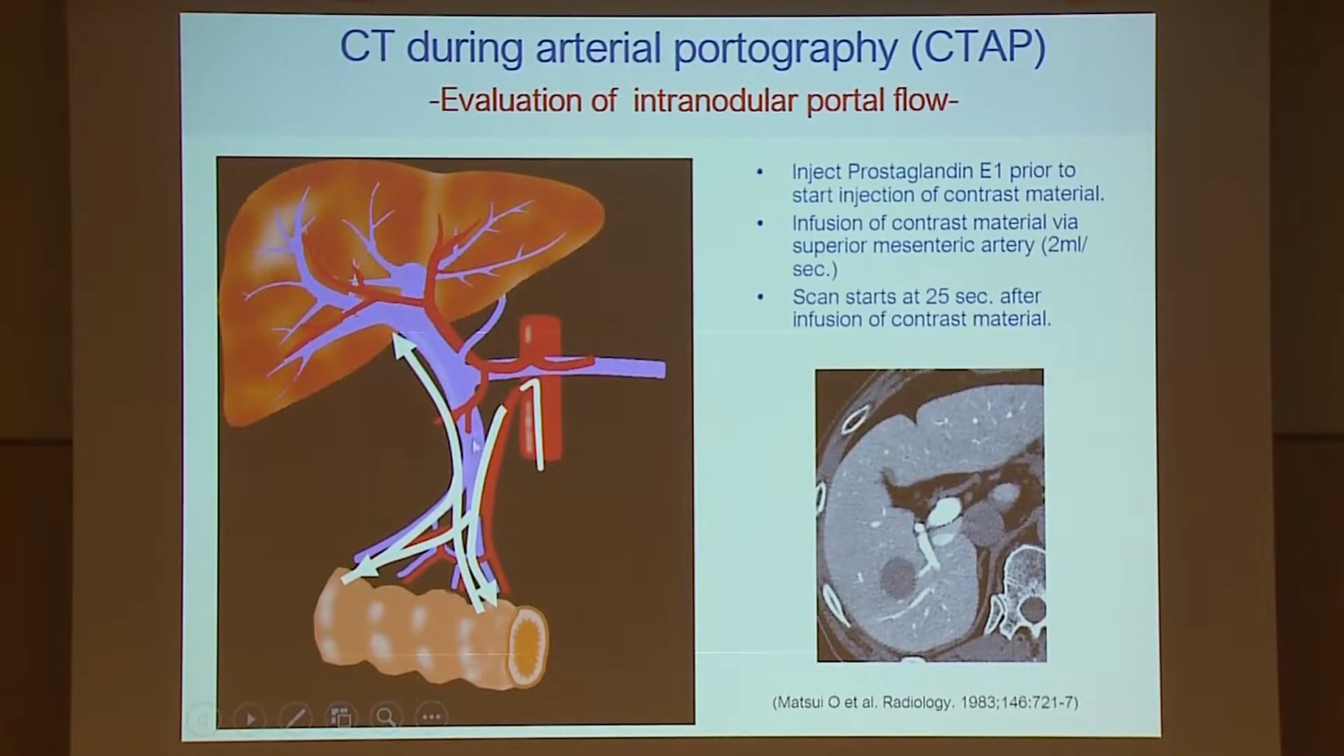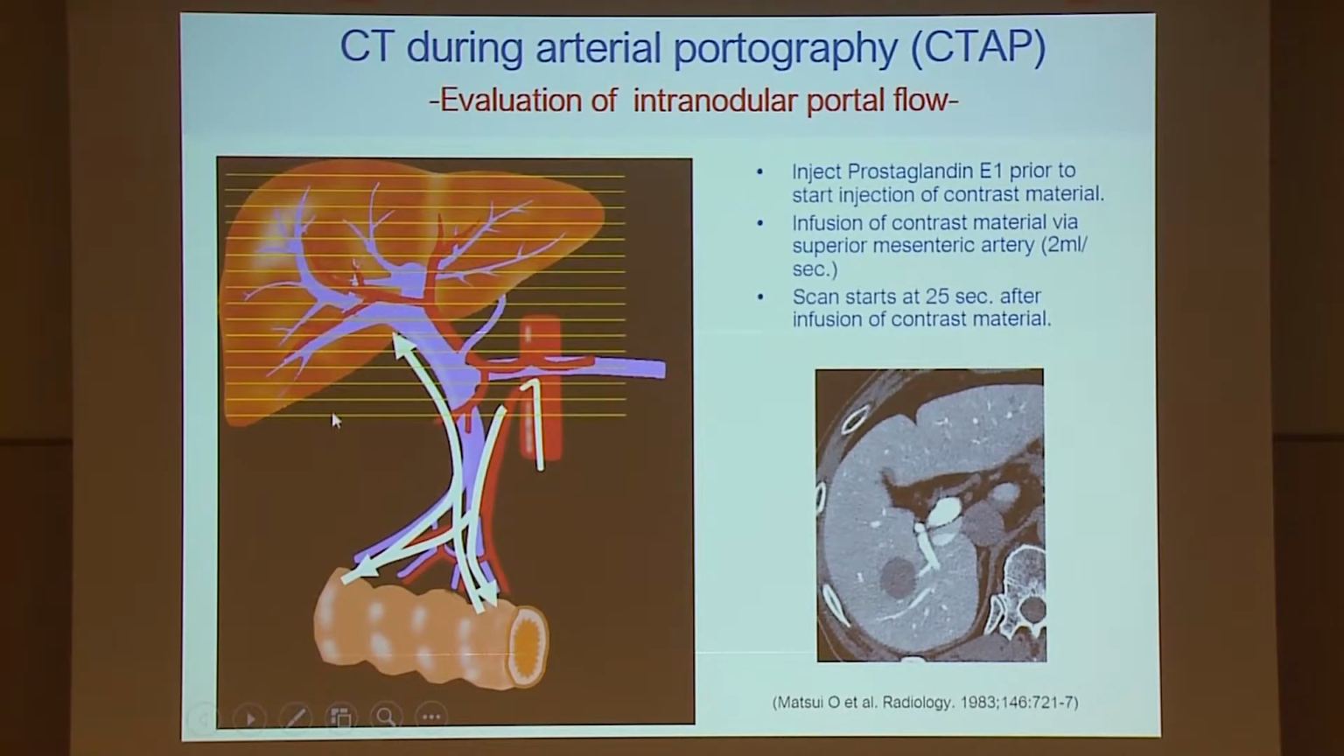In CTAP, a catheter is inserted into the superior mesenteric artery, and contrast medium is infused during the scanning of the entire liver. By this method, as you can expect, we can evaluate intranodular portal supply very precisely, and also the portal blood flow distribution in the liver.